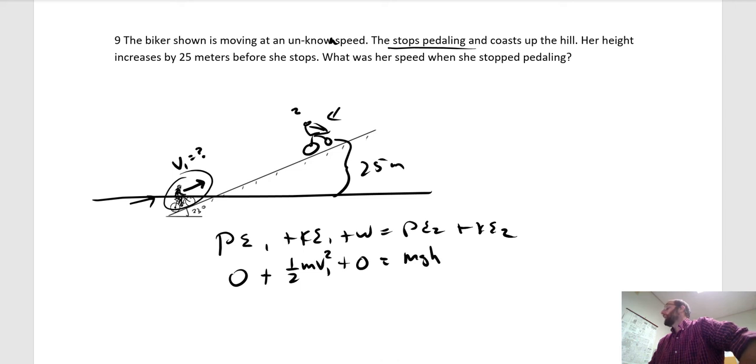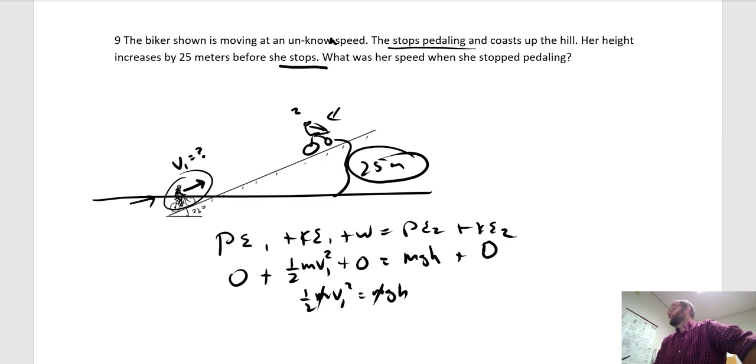PE2 is the mgh, right? And this is our h. And at the highest point, she's not moving anymore, right? She's stopped, so the kinetic energy is 0. And then, if we write it without the zeros, you'll notice these masses now cancel. So the g is the 9.8 meters per second squared. The h is the 25 meters in this problem. You multiply by 2, solve for v.